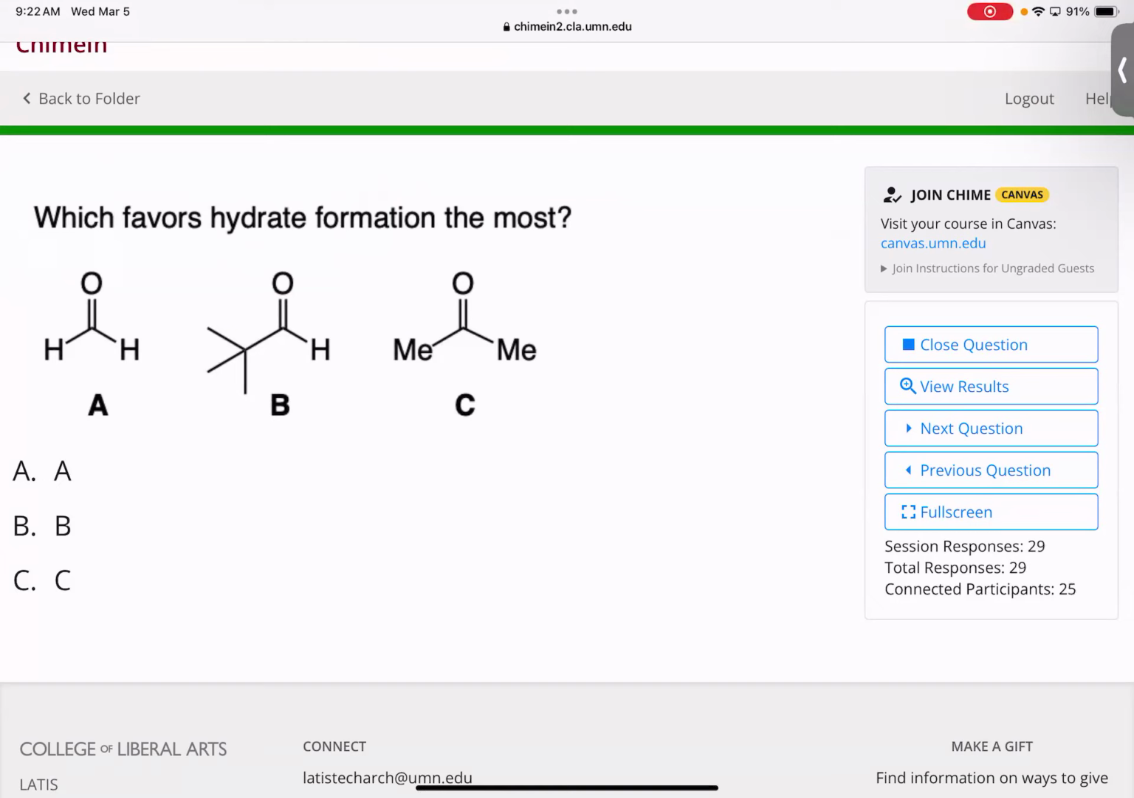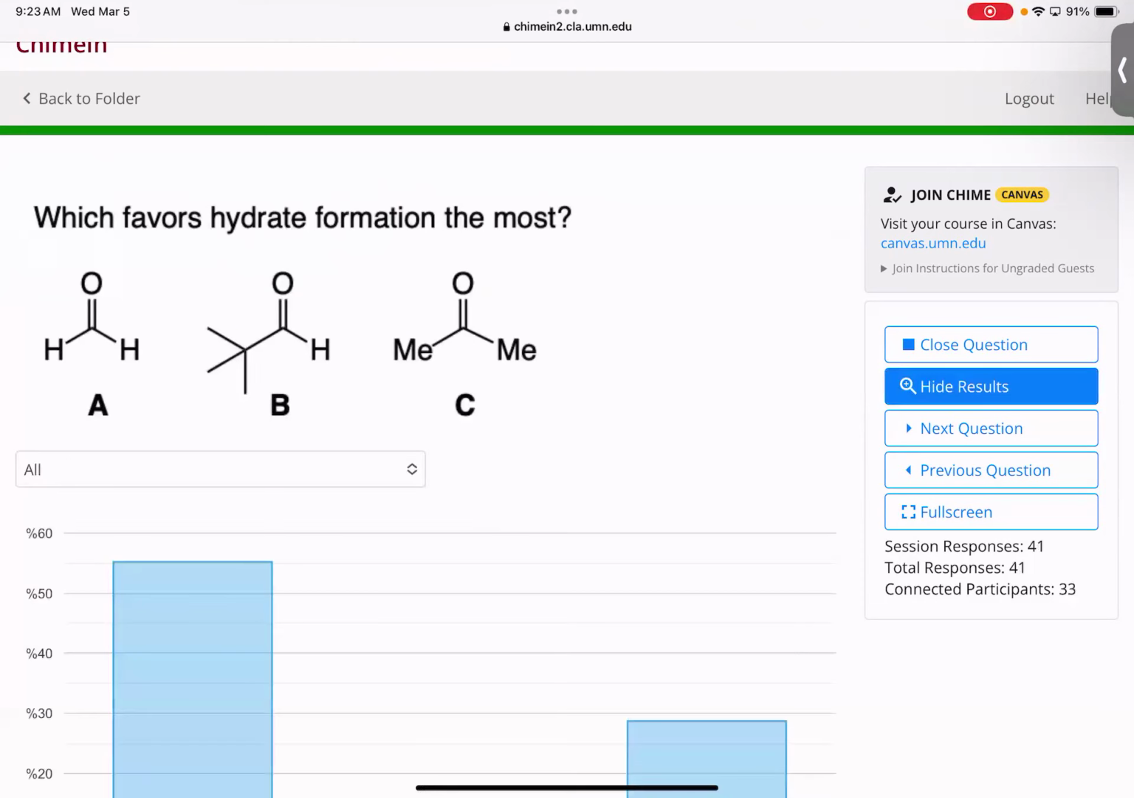So we are comparing across 2 different functional groups. We're comparing aldehydes and ketones. So we need to think about a couple of different factors there. We also need to think about the relative size versus hydrogen versus a methyl group. All right, so we have some people that have responded. So we'll go ahead and take a look at this real quick and see what people are thinking.